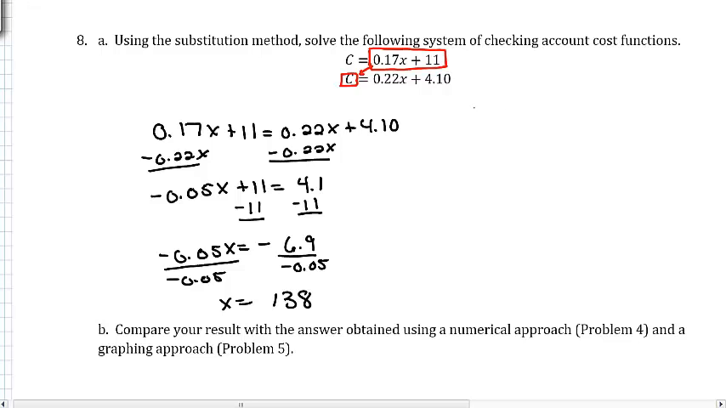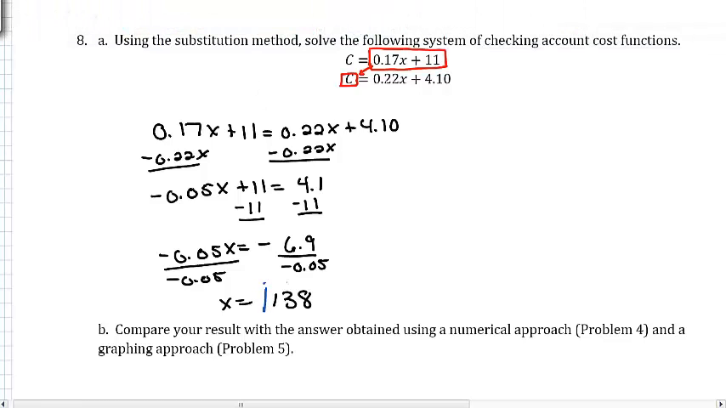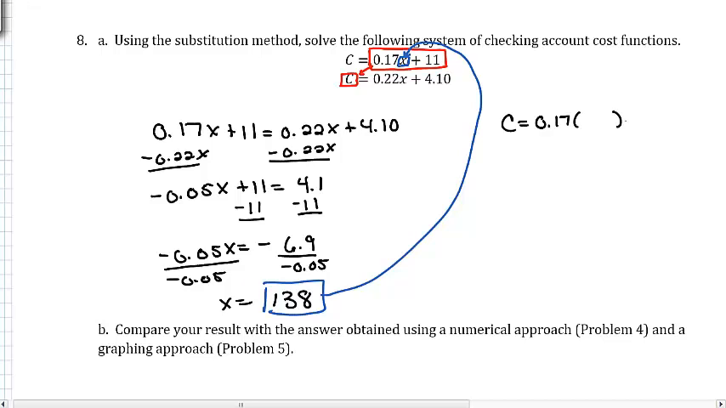All right, so now to figure out the cost, we plug what we got for x, 138, into x in either one of the equations. Again, when I'm doing them to show you, I'm always going to use the first equation, but you could very easily use the second equation as well. So we'll plug that into there, and we'll get c is equal to 0.17 times 138 plus 11.